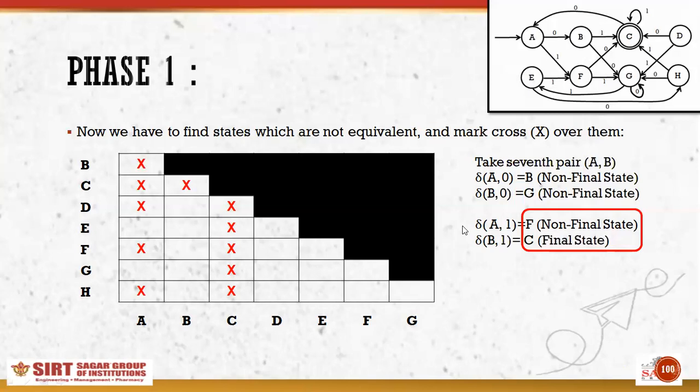On giving 0 to AB we are getting BG, that is non-final and non-final. And on giving 1 to both A and B, we are getting F and C. This is a pair of non-final and final state, so we'll mark a cross in AB also.